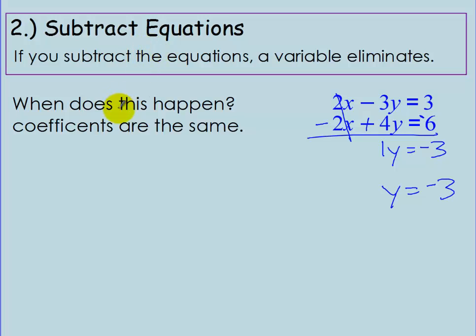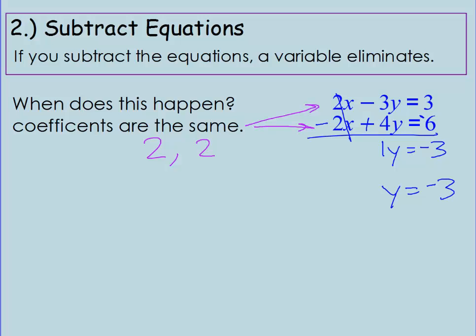Now, when can you subtract? When you have coefficients that are the same. For example, both of these were 2. Both the coefficients for the x were 2, so I said, okay, if I subtract one of those equations, 2 minus 2 is 0, so it eliminates. It doesn't always have to be x, it could be y, but it's just been x so far.